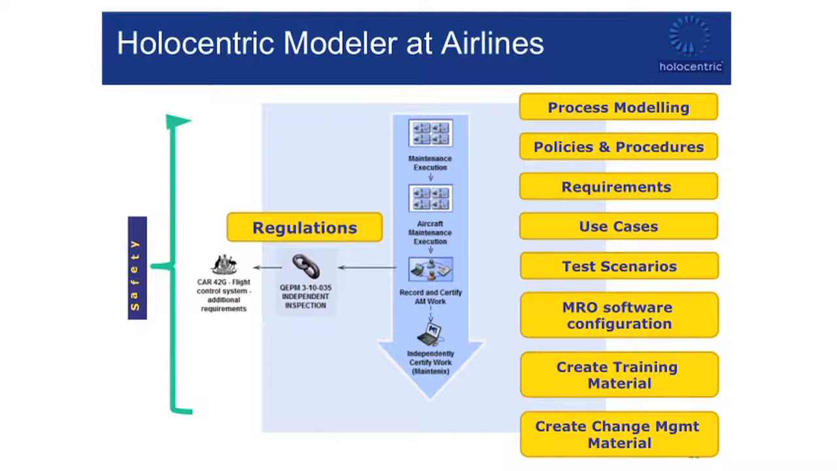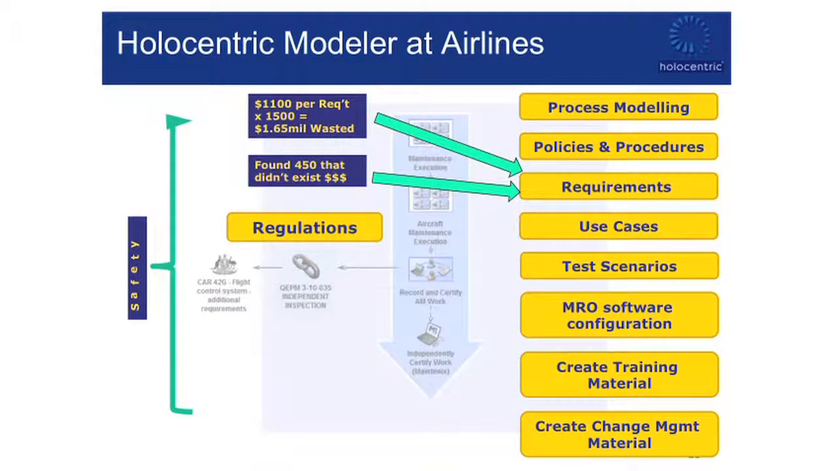At one particular airline, we were presented with a spreadsheet of 6,000 requirements, created in the traditional way in an Excel spreadsheet. We took the Excel spreadsheet and attached it to the process model that we created in Holocentric. We threw 1,500 away because they were duplicates, triplicates. We couldn't match them to any particular process step. Each one of these requirements, in the airline's view, had cost them $1,100 to prepare. So there were 1,500 at $1,100. That's $1.65 million that they had wasted.